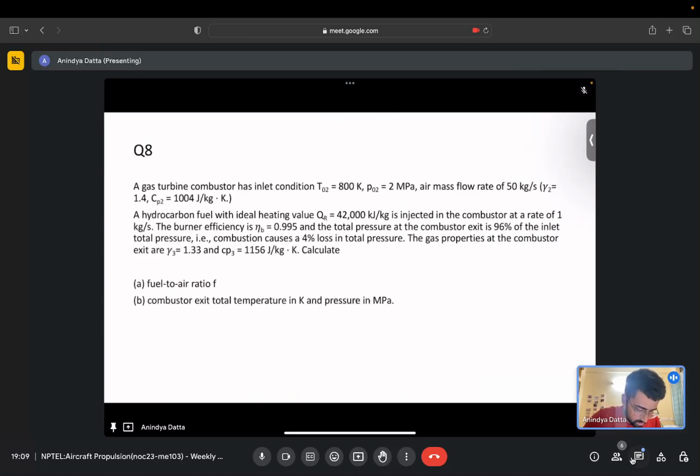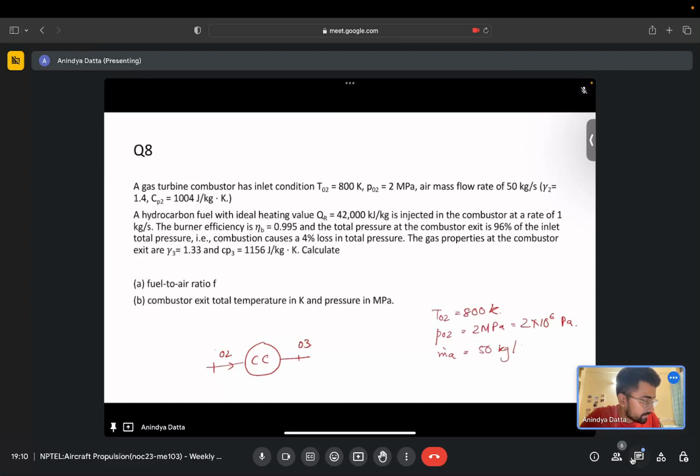This is on combustors. Okay, so let's see. It says that we have a gas turbine combustor, so we are just focusing on the combustion chamber here. It has an inlet condition 02 and outlet condition 03. Inlet temperature T02 is 800 Kelvin, pressure P02 is 2 megapascal, which is 2 into 10 to the power 6 pascal. The mass flow rate of air m dot a is 50 kg per second.